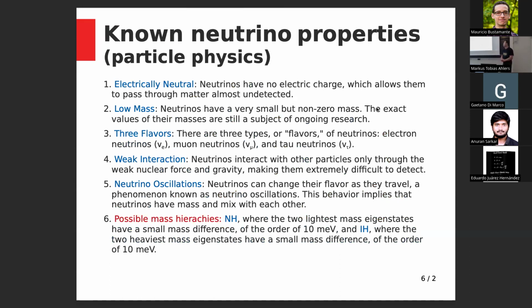What do we know about massive neutrinos? Neutrinos are electrically neutral, low mass, come in 3 flavors, and have weak interaction with other species. We also know neutrinos oscillate. There are 2 main possible mass hierarchies, and we don't know which is correct. The first is the normal hierarchy, and the second is the inverted hierarchy.